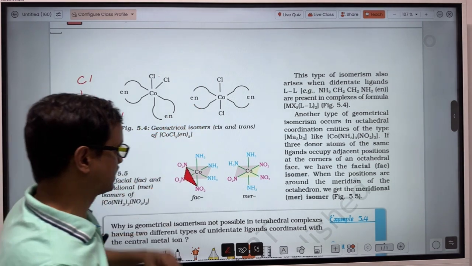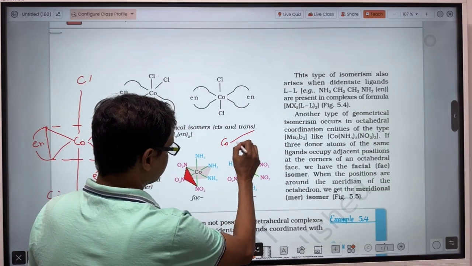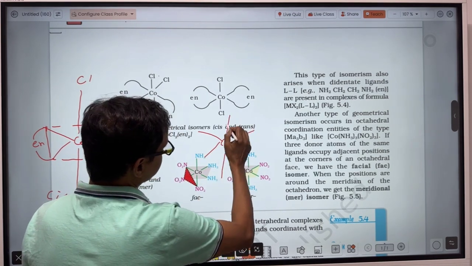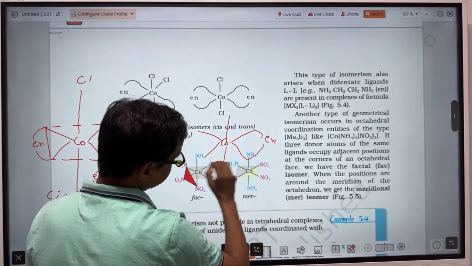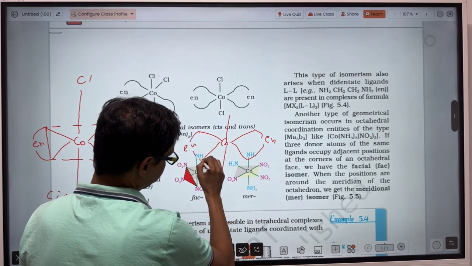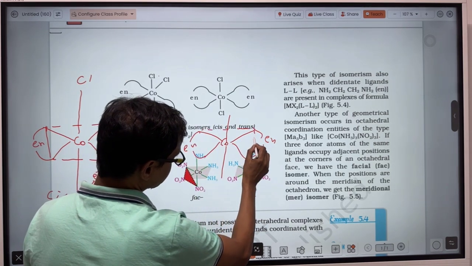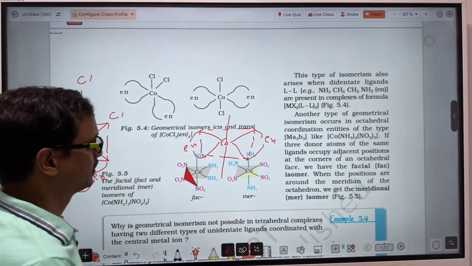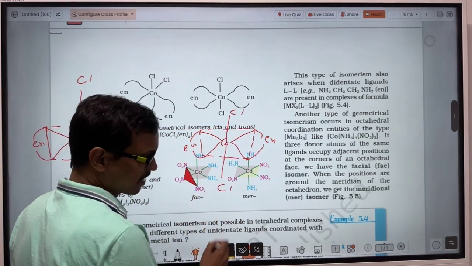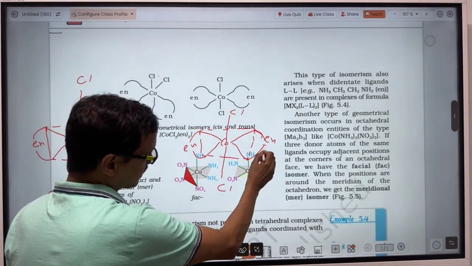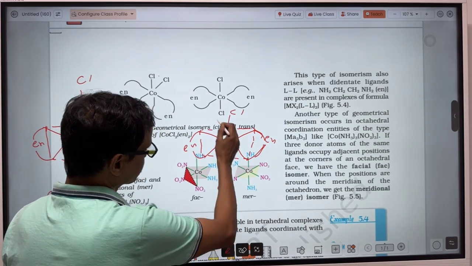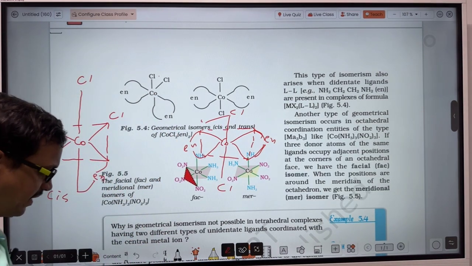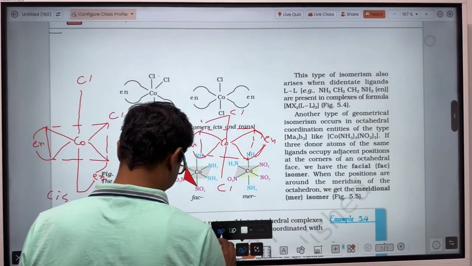But here, in this case, cobalt, this one is four corners of the same plane, one above, one below. Here is ethane 1,2-diamine, this one, and here ethane 1,2-diamine. So this one is the same plane, and this chlorine, same plane. So that means the bidentate ligand is on the same plane. That's why it is trans. In the same way, another compound can also be drawn.